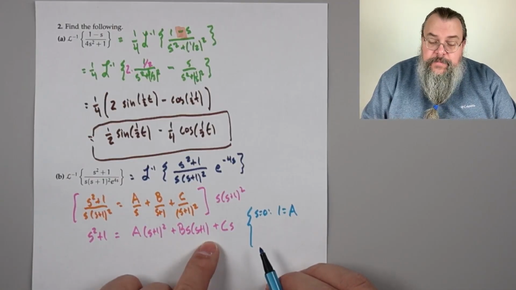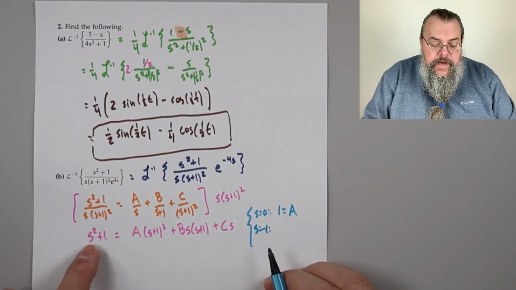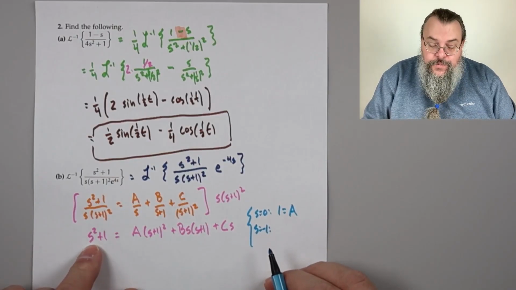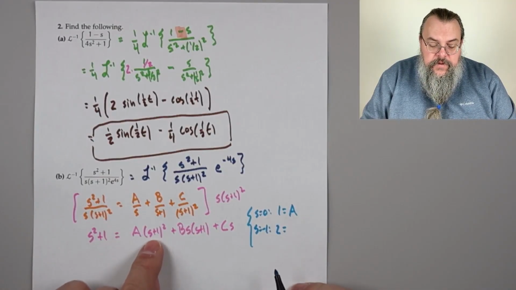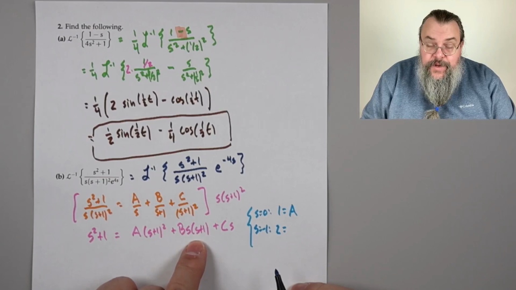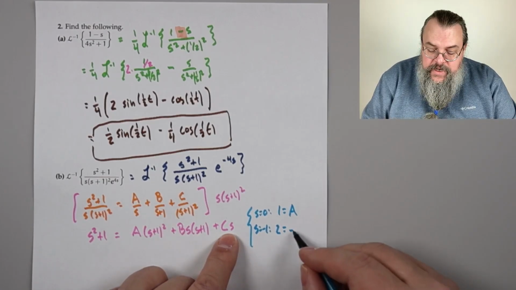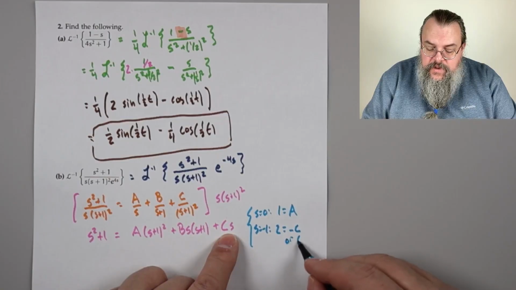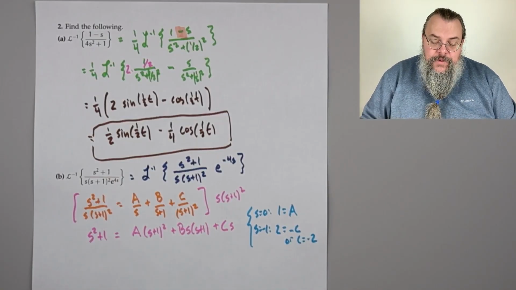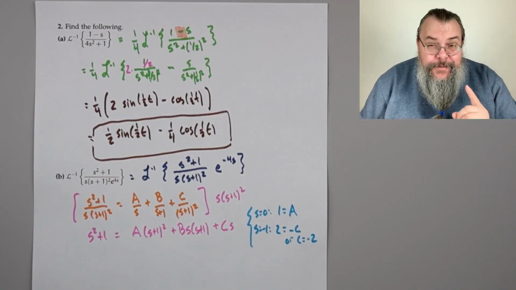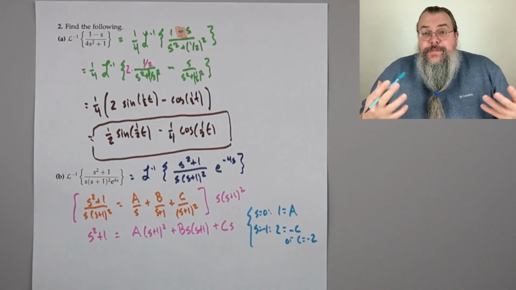We have s plus 1, so let's plug in minus 1. So s equals minus 1. Minus 1 squared plus 1 is 2. So 2 equals, here we'll have a times 0, b times 0, and then c times minus 1. So minus c. Or we could say c is negative 2. All right, now we have a and c. So that means there's just b left, only one thing to figure out. And we could expand, or now we just make another choice.